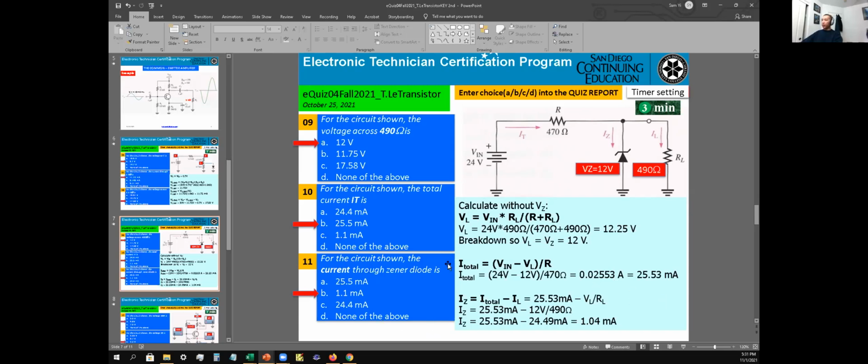Now number 11, for the circuit shown, the current through the Zener diode. The current that travels through R is the I total, but it's going to get split. Some will go down this way, and some will go down over the load resistor. So you want I total minus the I load, and that will leave you with the IZ. Once you do that calculation, it comes up to 1.04 milliamps. So you can round it, and the answer is B for number 11.